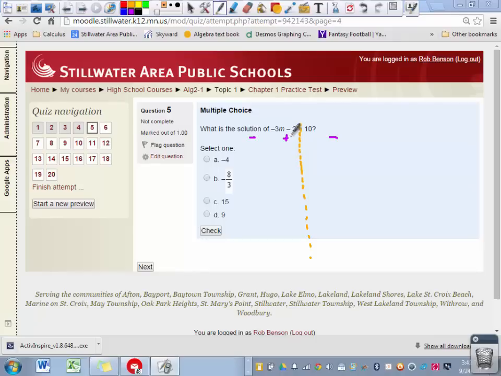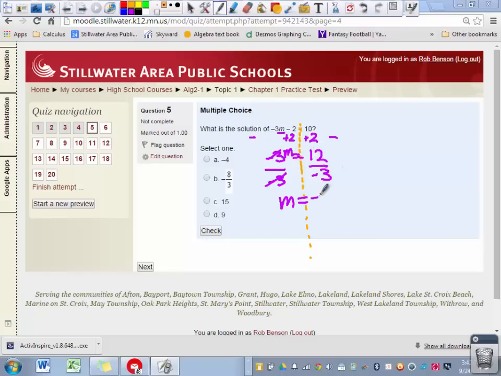And I'm going to start by adding 2 to both sides because I want to get this m by itself. So plus 2. So I got negative 3m is equal to 10 plus 2, which is 12. Now remember, I still want to get this m by itself. So to do that, I'm going to divide both sides by negative 3. This negative 3 and that negative 3 cancel out. So what I have left over on the left side is just m. And on the right side, I have 12 divided by negative 3.